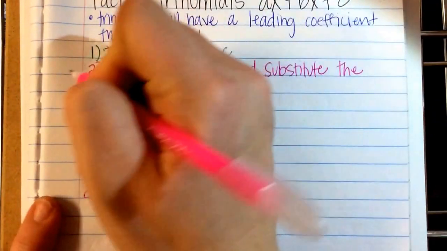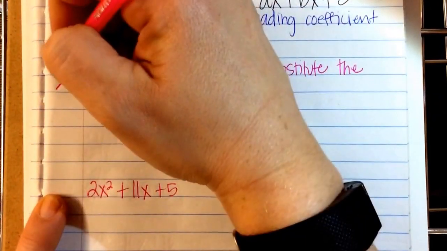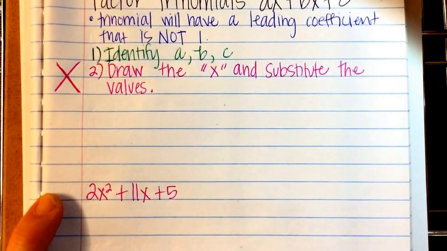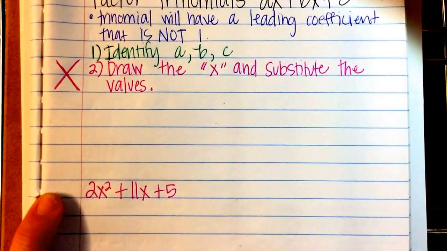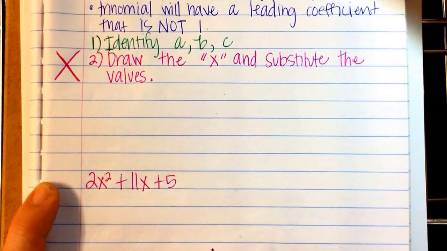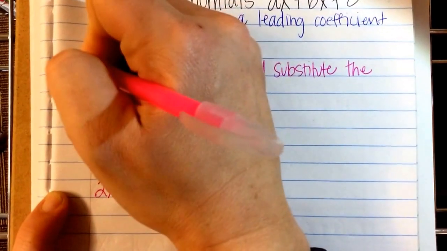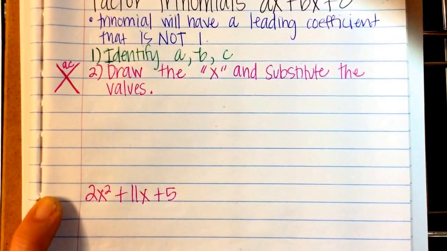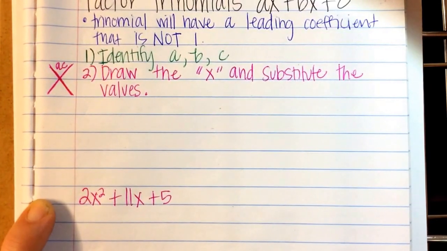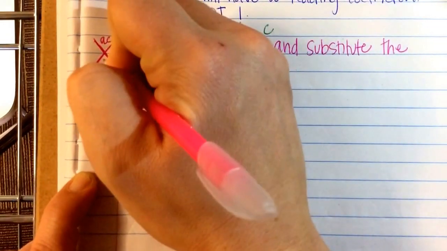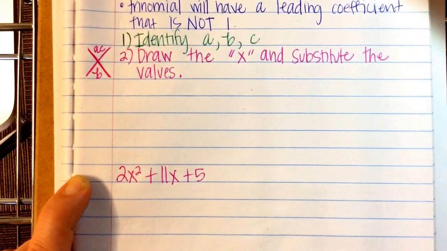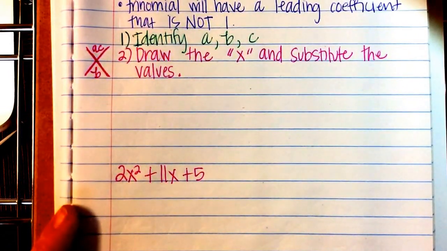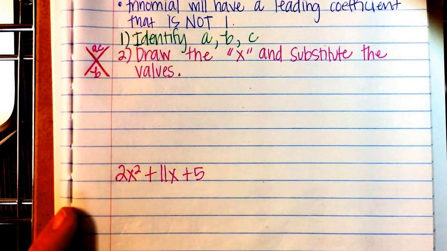And this is what that means. I draw a nicely sized X. And always in these same places, the same locations, you're going to put A times C in the top part. And you're going to put your B value in the bottom part. So you draw the X and substitute the values.